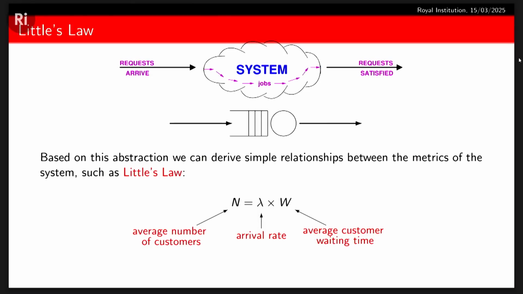So the next thing that came along really after Erlang's formula, using this same kind of abstraction of the queues, is a formula called Little's law. And Little's law relates the number we have in our system, the arrival rate, which remember we can observe, and then the average customer waiting time. Okay, so that's the time that they're in the system, not just being served, but also waiting. So it's the time that they spend within the system.